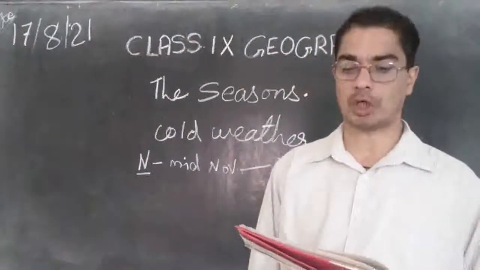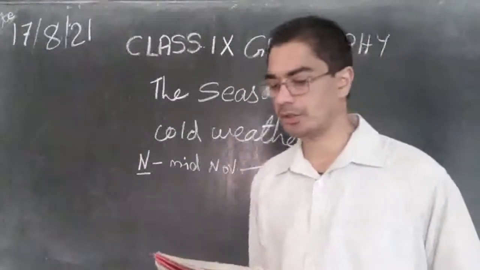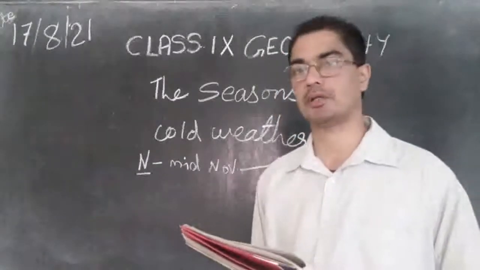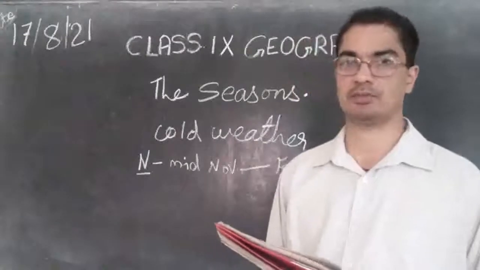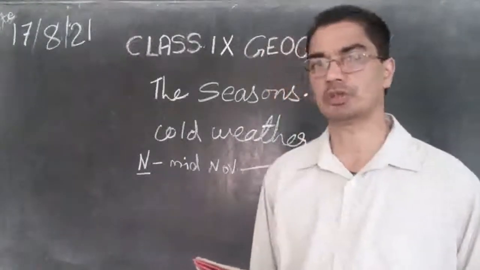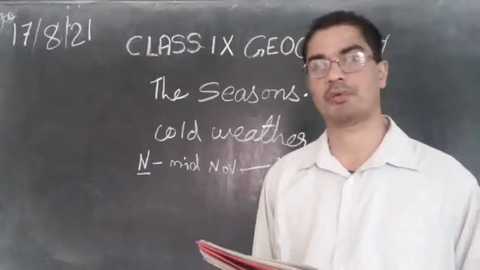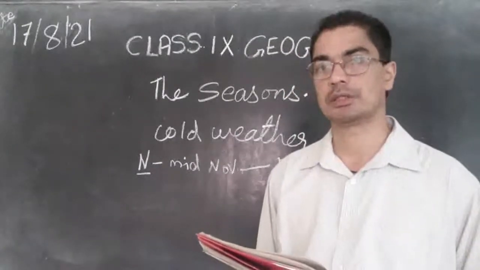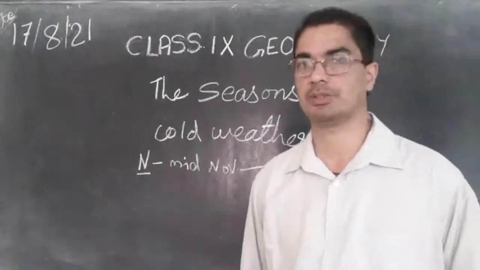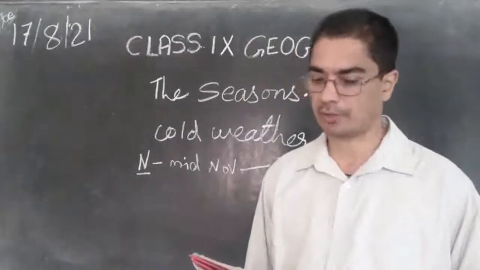While if you go to the northern plains, the region is experiencing temperature between 10 to 15 degrees Celsius. So in Chennai it is 24 to 25, but if you go to the northern side, the temperature is between 10 to 15. So it is very low. 10 means very low. It is very cold there.